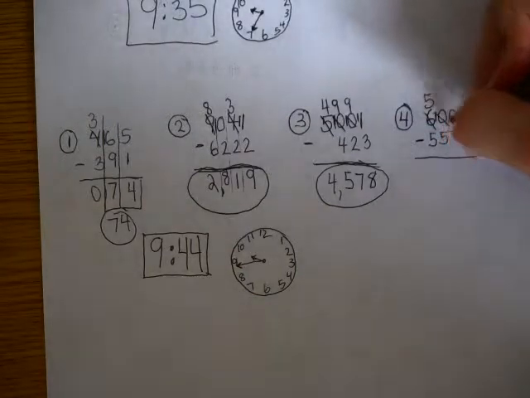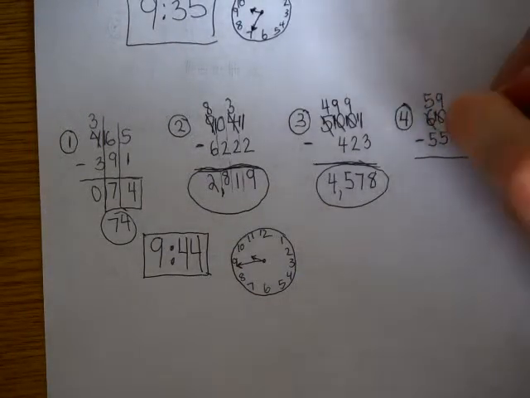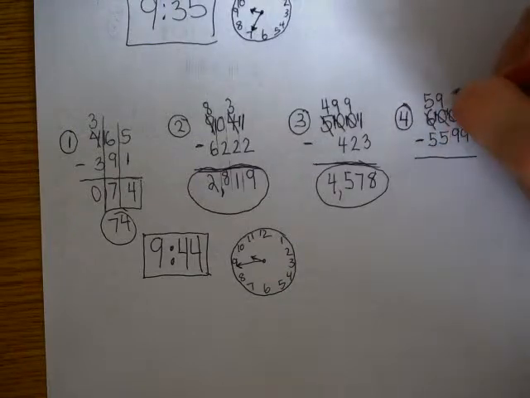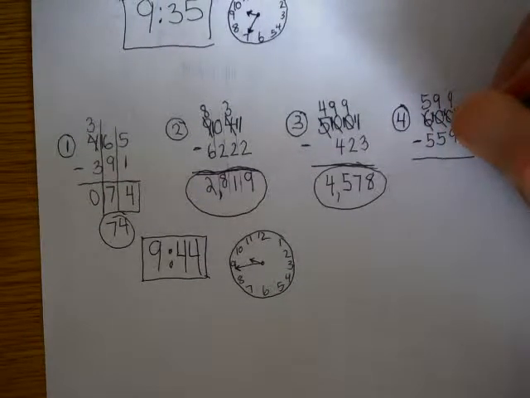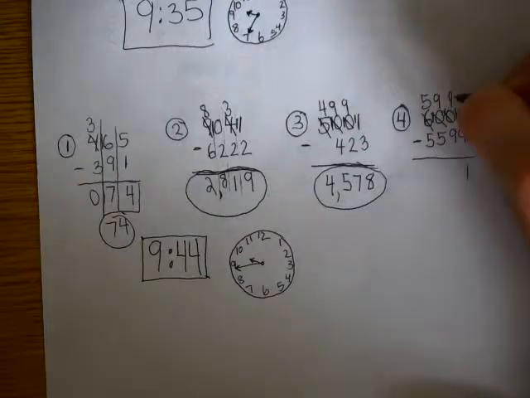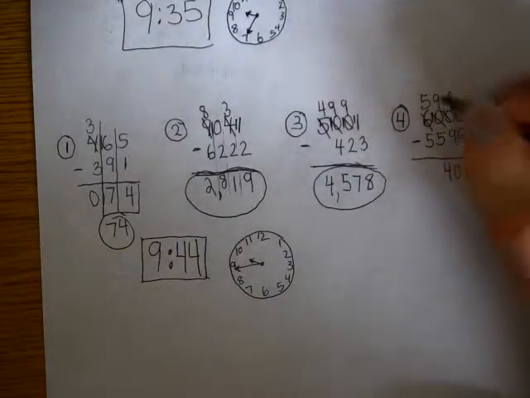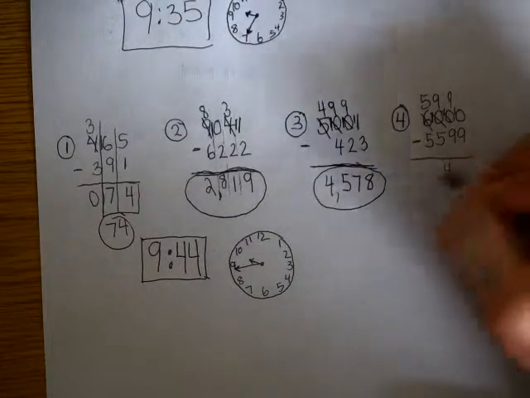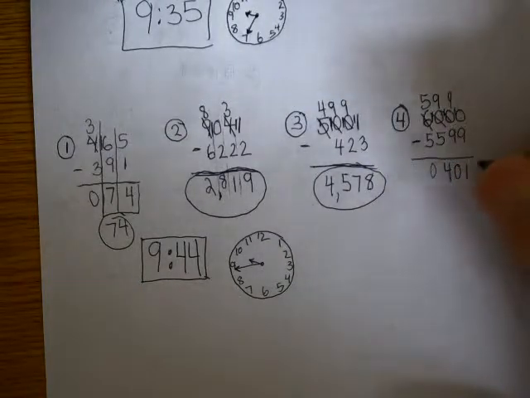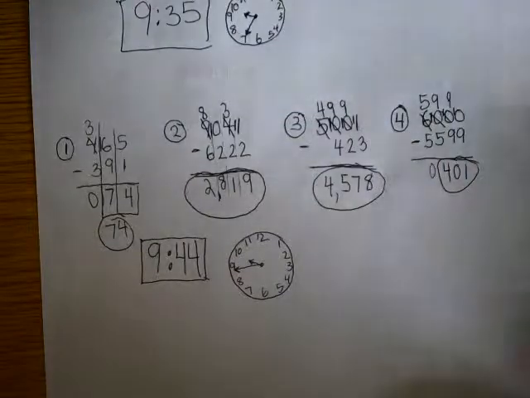Okay, so borrow 1 from that, make it a 9, borrow 1 from that, make it a 9. Here's the 10 here. 10 minus 9 is 1. 9 minus 9 is 0. 9 minus 5 is 4. And 5 minus 5, 0. So you can write nothing, or you can put a 0 there. And your answer is going to be 401.